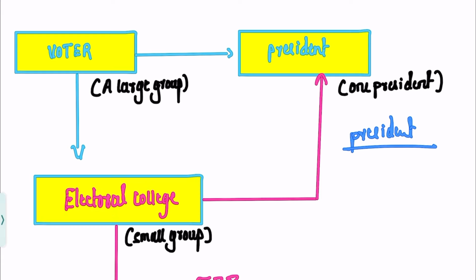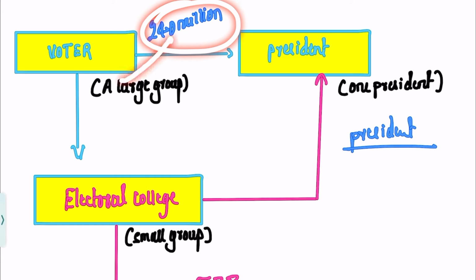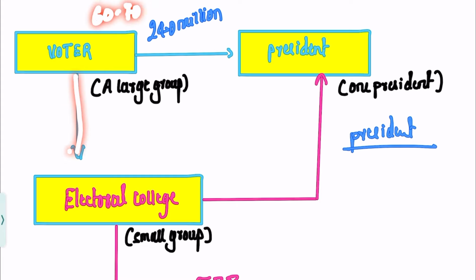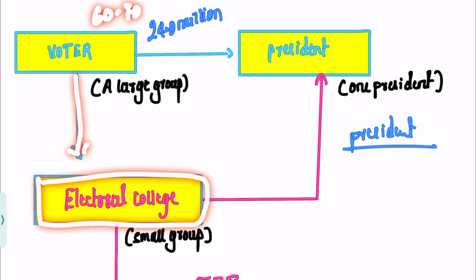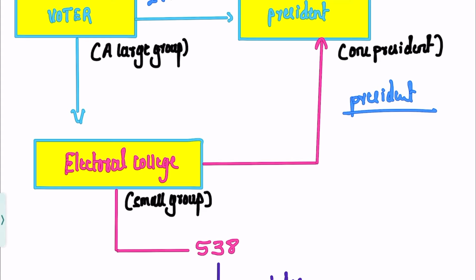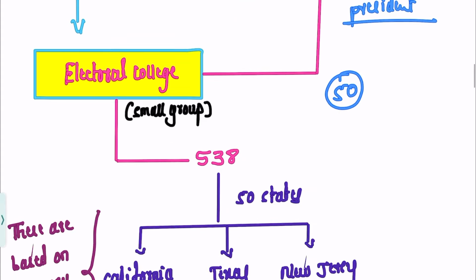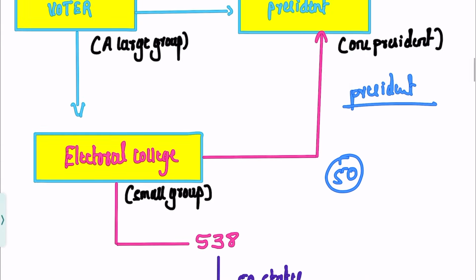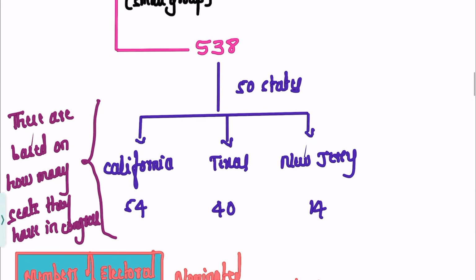Okay, so there are around 240 million eligible voters in US, right? So out of these 240 million eligible voters, some people who vote actually, which is around 60 to 70%, they go and elect a small group of people from each state. There are 50 states in US, right? How many states? 50 states. For example, you have California, Texas, New Jersey, Florida, etc. So what they have done is they have divided these 50 states and they have given each state a group of electors. Understand this? Okay.